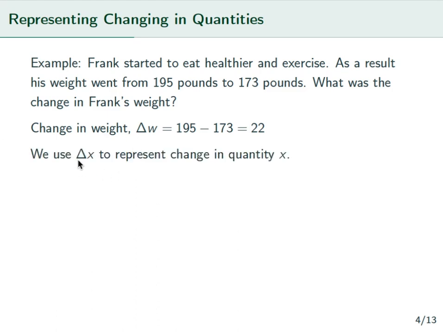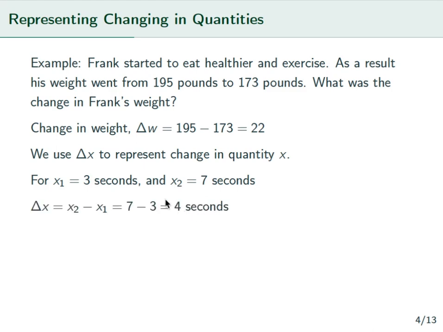So we use delta, this symbol, next to the symbol of a quantity to represent change in that quantity. Okay. So delta represents change in a certain quantity. So delta x means change in quantity x. Let's look at another example. For x1, x of 1 equals 3 seconds and x of 2 equals 7 seconds, we can represent delta x as the change. How much has it changed between these two points? x2 minus x1 gives me 7 minus 3, 4 seconds. And if the number is positive, that means we have a positive change, or increase. If it is negative, we have a decrease.